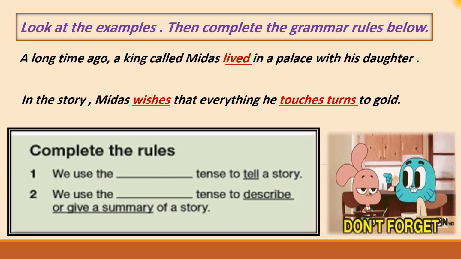Let's complete the rules. Number 1. We use the what tense to tell a story. We use the past simple tense. نستخدم الماضي البسيط لنروي القصة. Number 2. We use the what tense to describe or give a summary of a story. نستخدم أي زمن لنصف أو نلخص القصة. We use the present simple tense. نستخدم المضارع البسيط لنصف أو نلخص القصة.